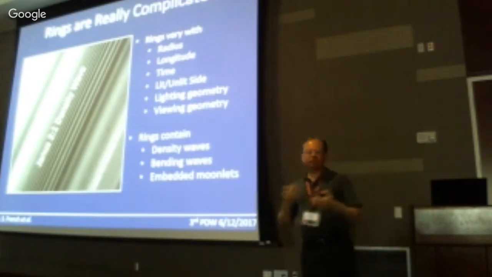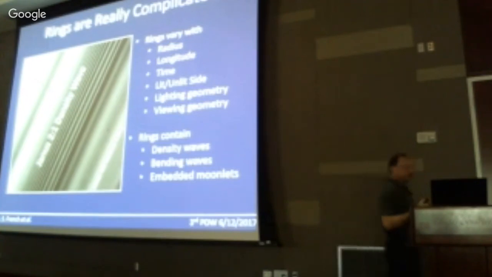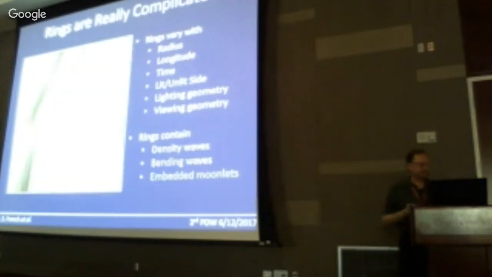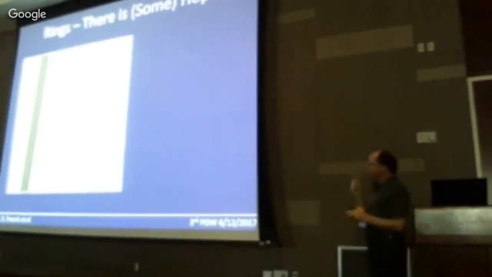Rings vary based on viewing geometry, lighting geometry, time, place, whether or not there are these waves present. There are embedded moonlets that cause wakes. There are all sorts of things that go on. So, abandon all hope, ye who enter here on the rings. But there are some things that we can do, and there are some features that are predictable.